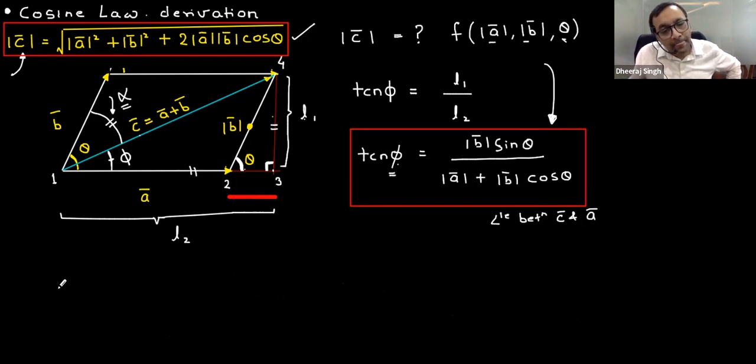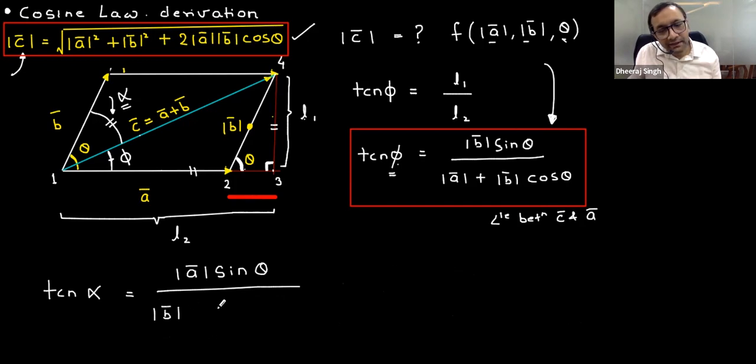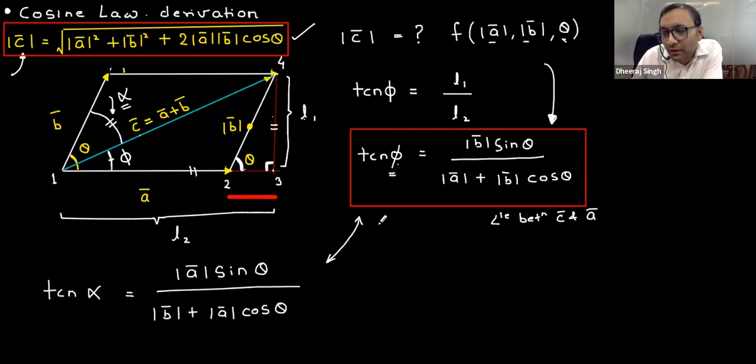Okay. Tan of the angle between C and B would be, instead of B, you have to write A. So A sine theta divided by B plus A cos theta. Clear or not, everyone? You can do the derivation also, but why derive everything? It is analogous. Type in, making sense or not? Everyone, type in quick. All right.